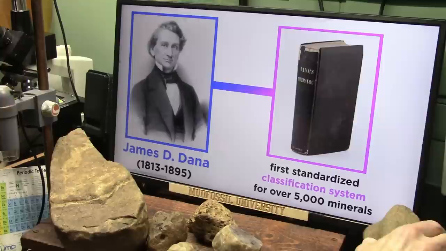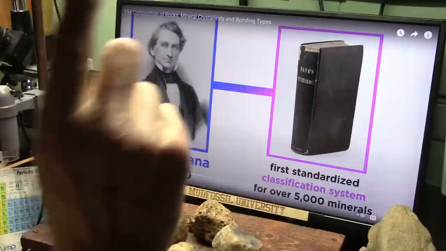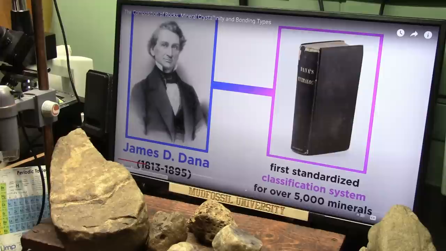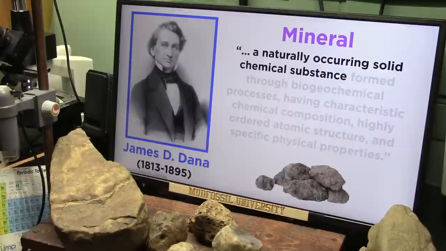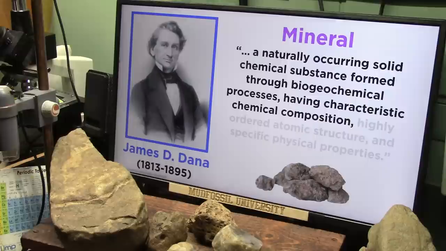All right, this guy's name is James D. Dana. He died in 1895, but he had the first classification system, which still holds up, except they removed three letters. Watch this. In the 1850s, he defined a mineral as a naturally occurring solid chemical substance formed through biogeochemical processes having characteristic chemical composition, highly ordered atomic structure, and specific physical properties.